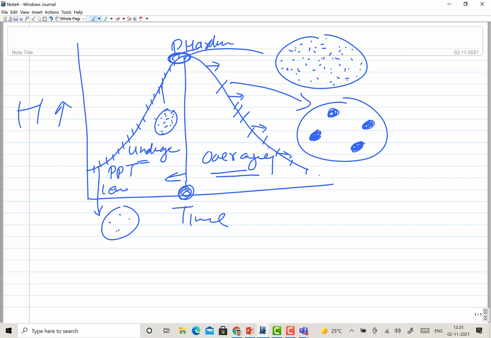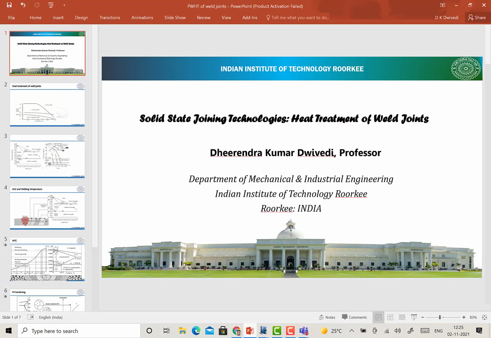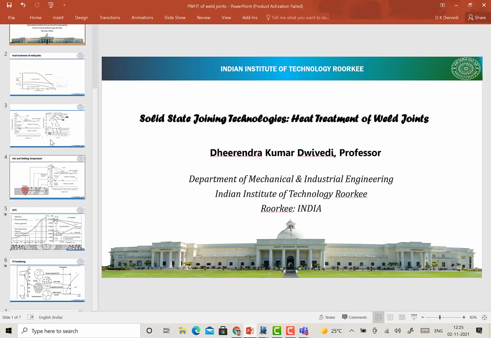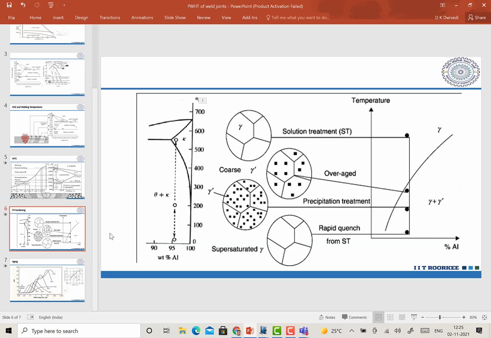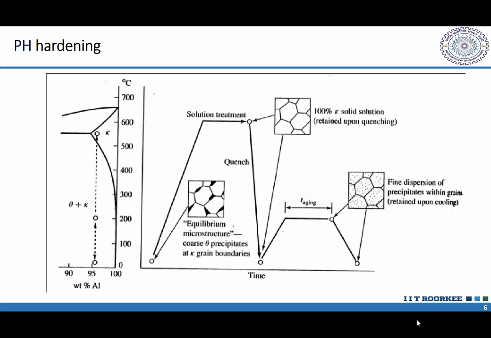So this is what typically happens in all precipitation hardening metals. Now I'll show you a certain PPT, say these diagrams, just to make things more clear. About all these things I have already talked. Like say this is a typical phase diagram. This is the solvus line.